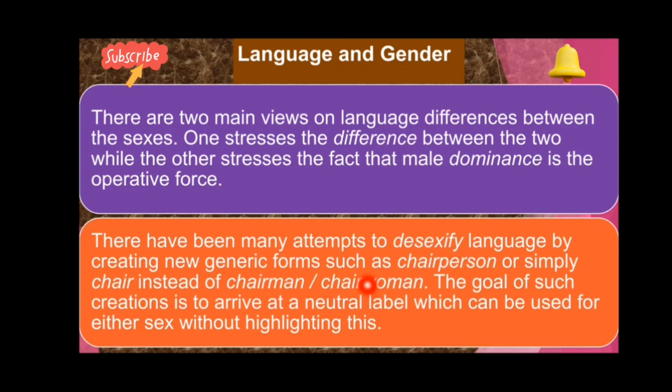We have more examples also. Sometimes we say male and female, but we can say "person" instead of male or female. Or, like "spokesperson" instead of "spokesman." So nowadays language is desexifying.